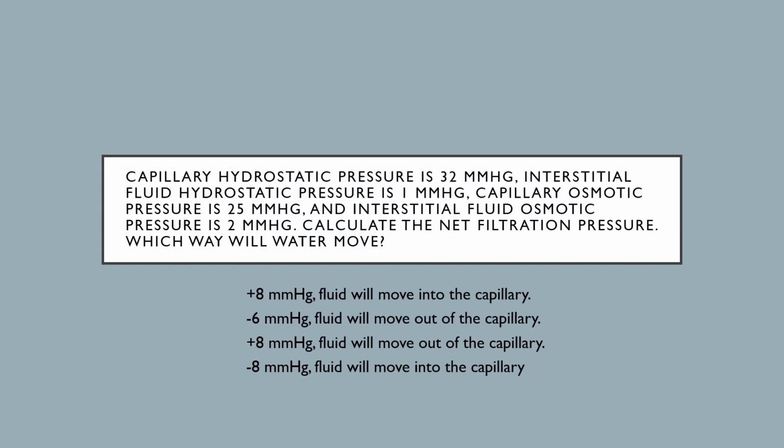Here is an example from the notes. Capillary hydrostatic pressure is 32 mmHg. Interstitial fluid hydrostatic pressure is 1 mmHg. Capillary osmotic pressure is 25 mmHg, and interstitial fluid osmotic pressure is 2 mmHg. Calculate the net filtration pressure. Which way will water move? You can think about it for a few seconds, and then I will say the answer.